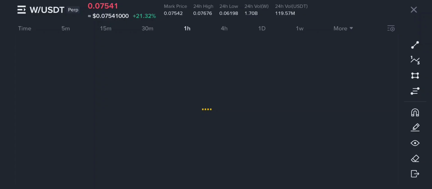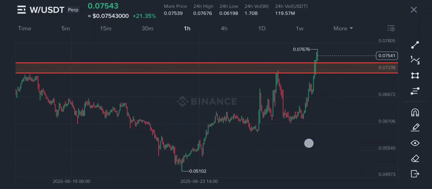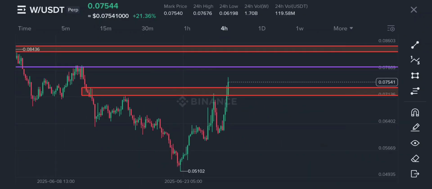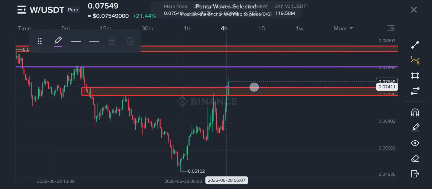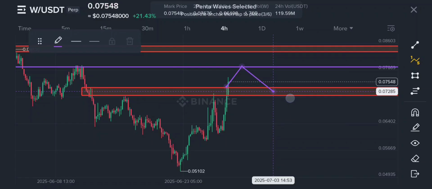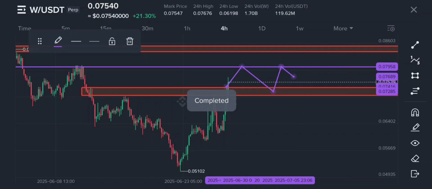Let me go to 1 hour. This is what I am expecting. Expecting the market to do something like this. And then we break through.